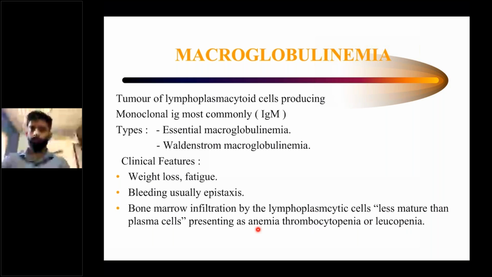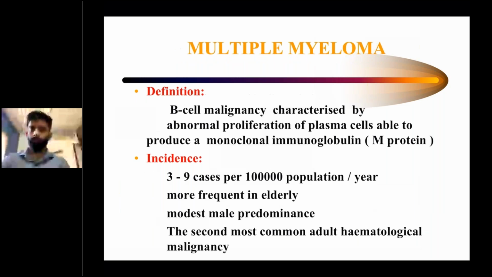So that is why there will be anemia, thrombocytopenia, or leukopenia in macroglobulinemia. So the important entity is multiple myeloma, which is in between these two diseases. The definition is it's a B cell malignancy characterized by abnormal proliferation of plasma cells able to produce a monoclonal immunoglobulin, so M protein.